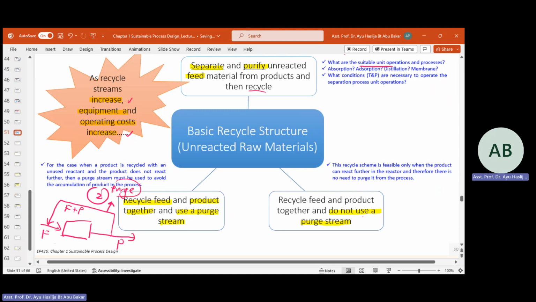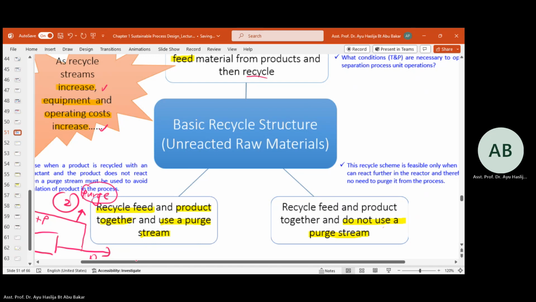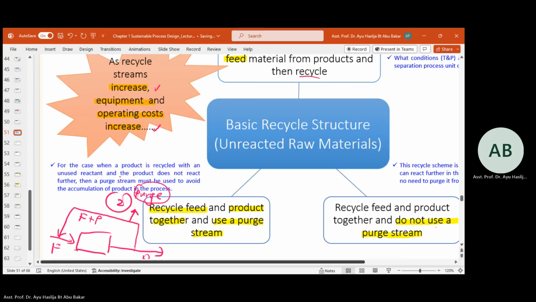Okay, why do you need the purge over here? Not the blue color one. Let me make it bigger. For the case when a product is recycled with an unused reactant, the product does not react. Then a purge stream must be used to avoid the accumulation.